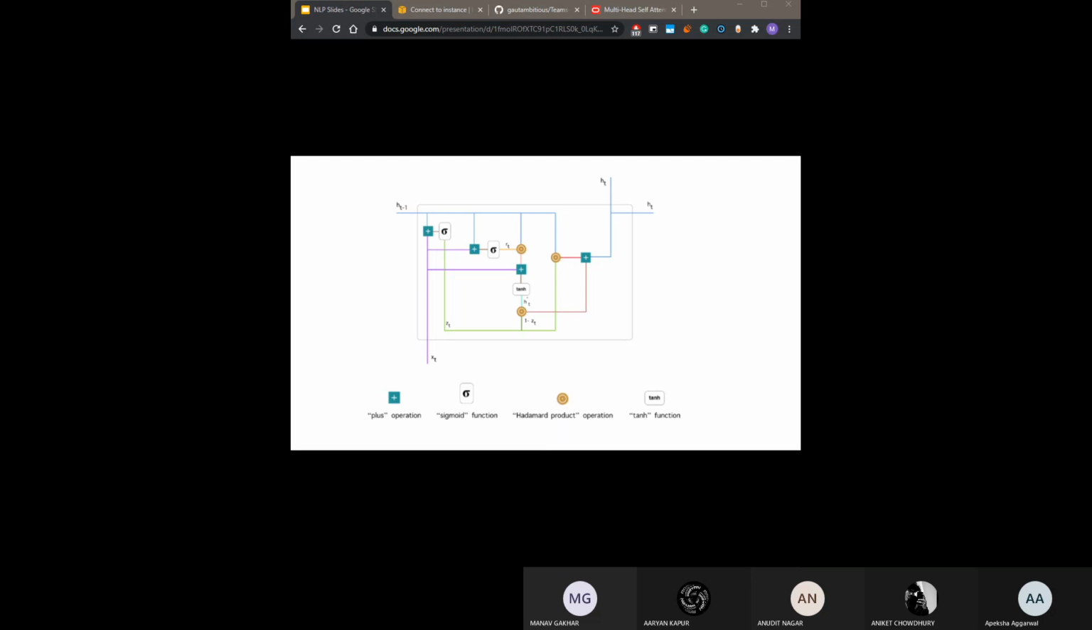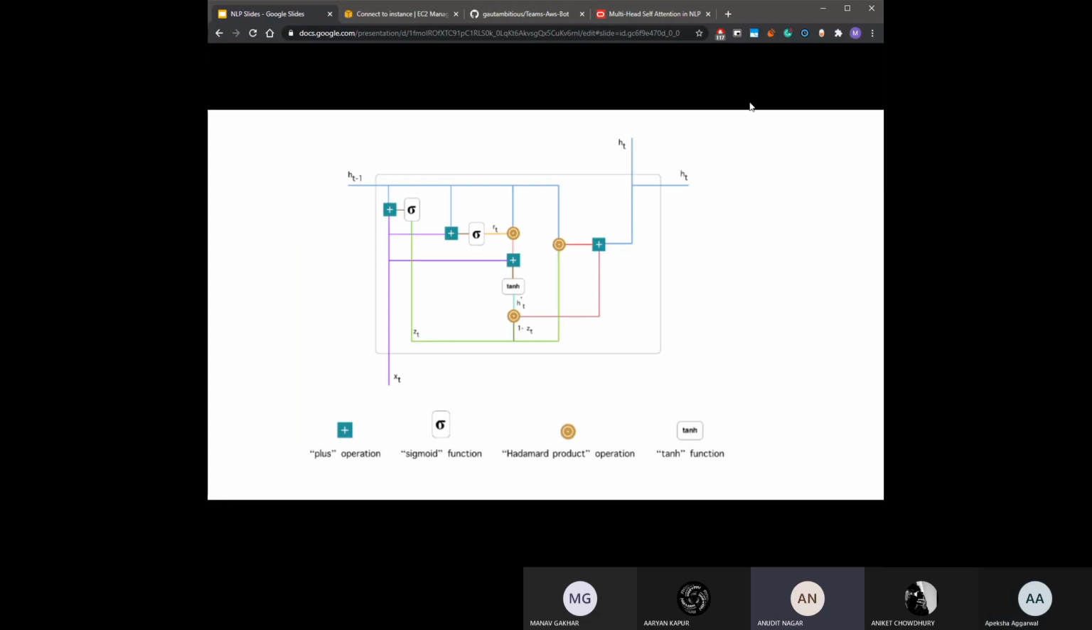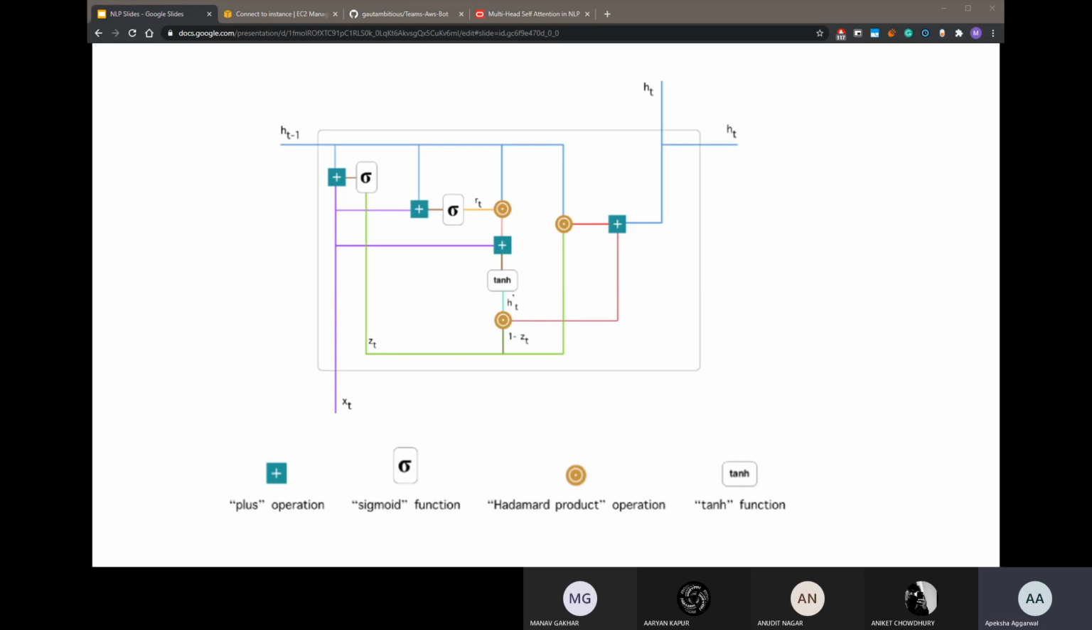They basically have two main gates called the update gate and the reset gate. Manav, I think you need to zoom in a little bit. The screen is too small. You'll have to go to full screen. Actually, I'm using presenter view to control slides. Is it better now, ma'am? Yes, it's fine now.